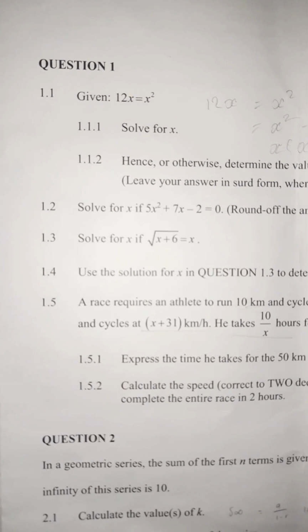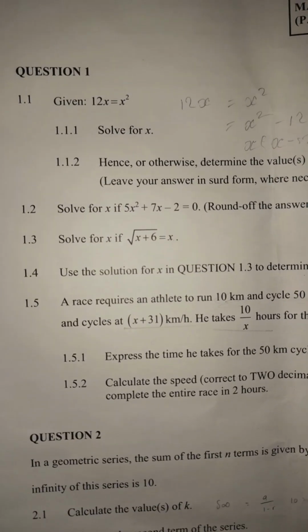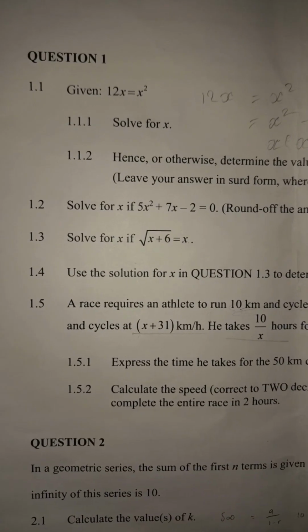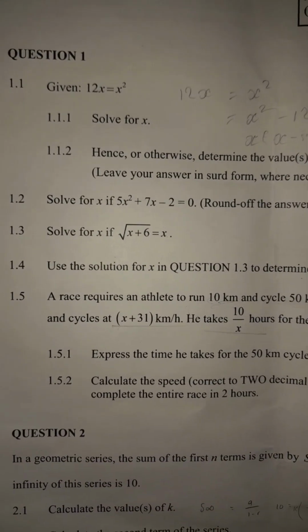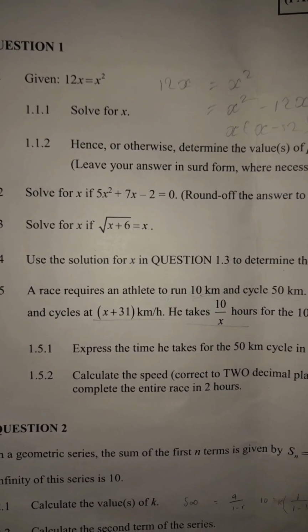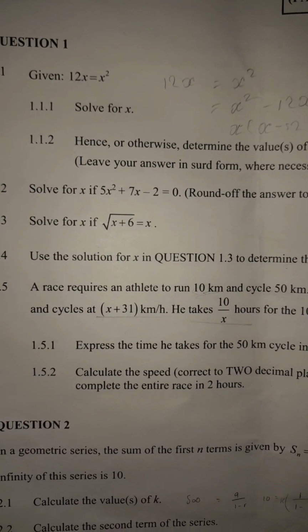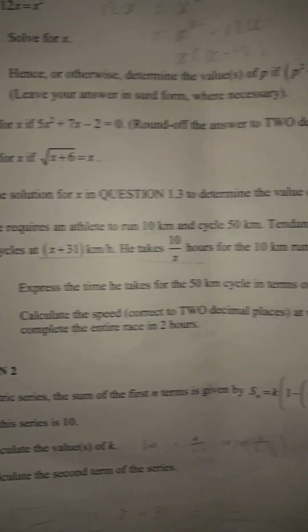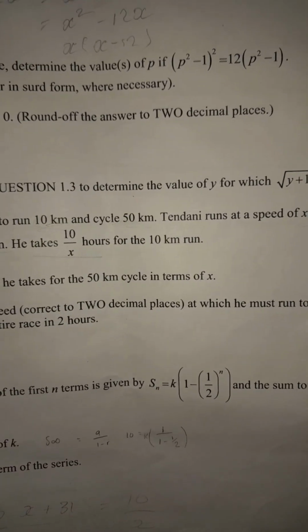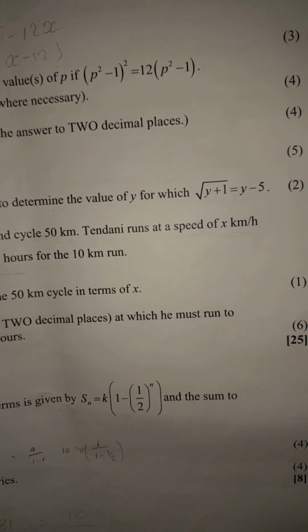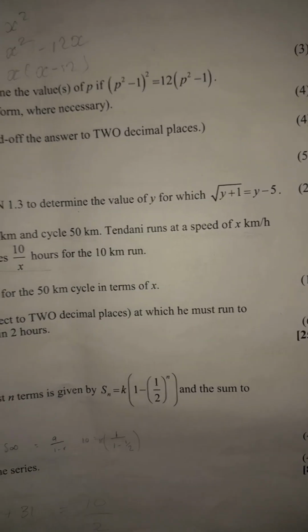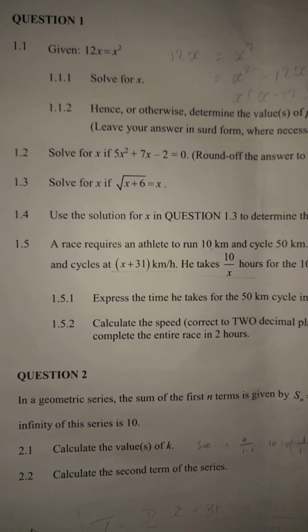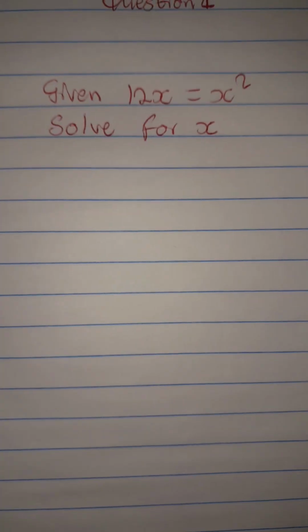We are given 1.1. It says solve for x. So we're given 12x equals x squared. We are required to solve for x. We are also required to hence or otherwise determine the values of p. How many marks? Let's start with this, 7 marks. And how do we get those 7 marks? Let's put this into practice.